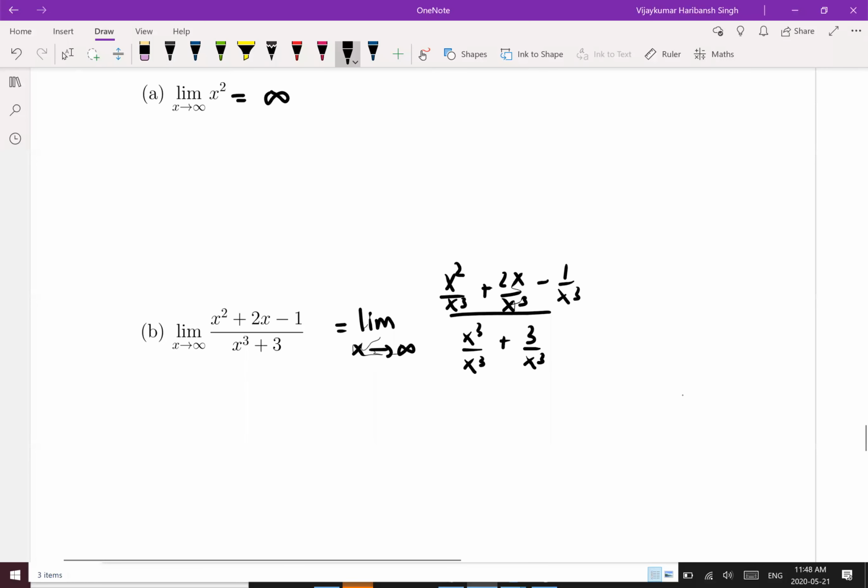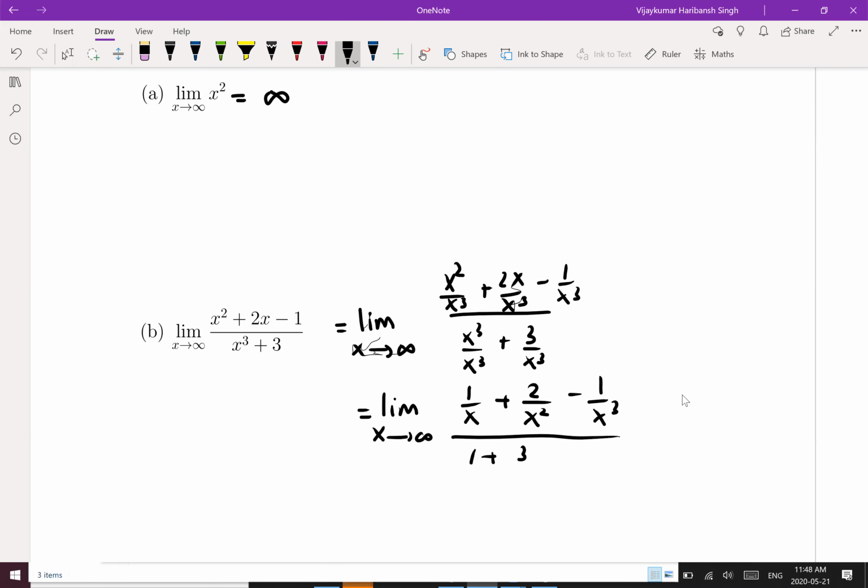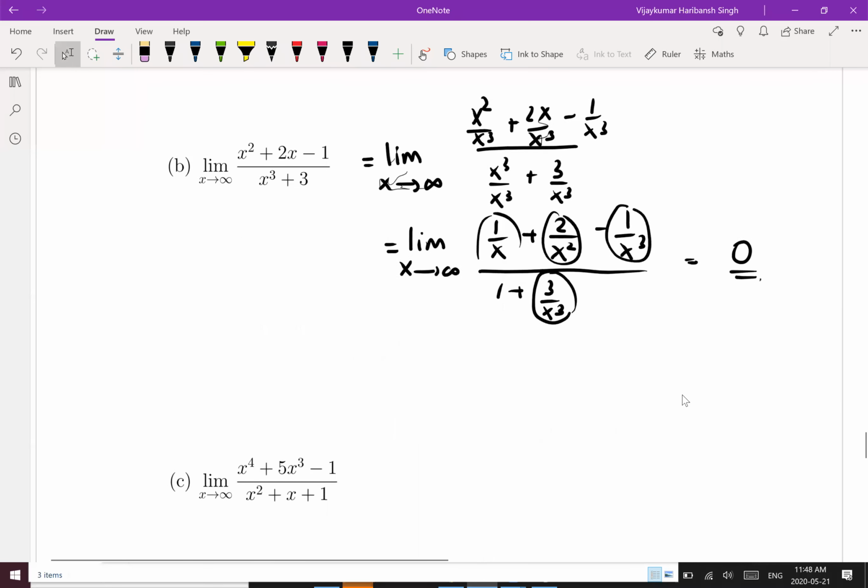And in that case, you'll get the limit as x goes to infinity of 1 by x plus 2 by x squared minus 1 by x cubed, upon 1 plus 3 by x cubed. And now as x goes to infinity, these terms will go to 0. So 0 over 1, which is 0. All right. So next, let's move on to the next one.